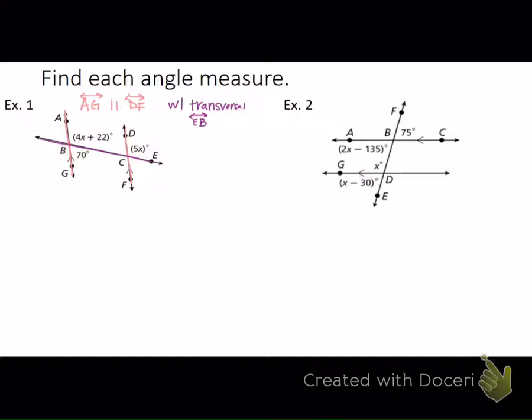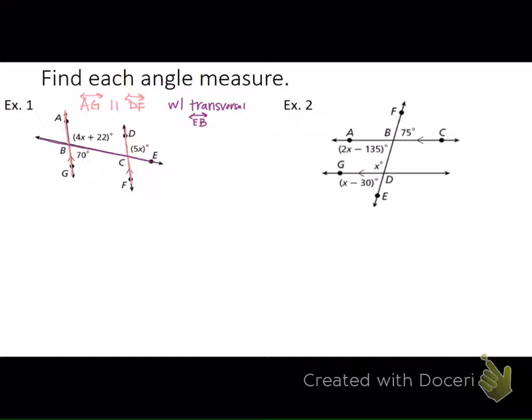Right, but that's not a number. You're not wrong, but that's not a number, that's just a point there. So we need to look at these three. What angle relationship do we have? Austin? 4x plus 22 is corresponding to 5x.